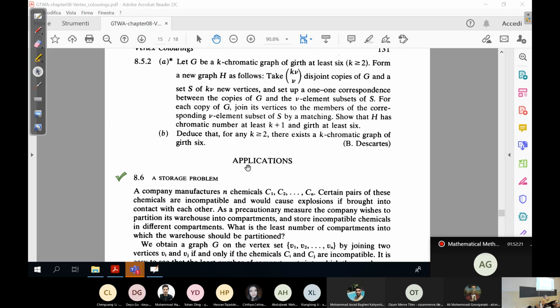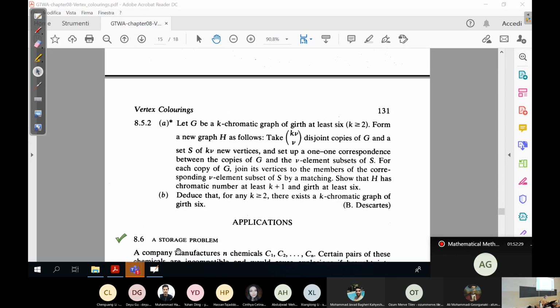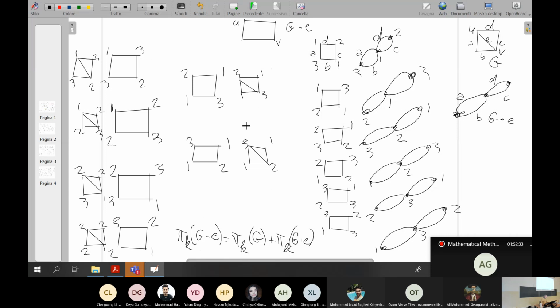A storage problem next Tuesday, okay, I'll talk about this. I want now to give you hints for the computation and an example of computation on the midterm that we had.